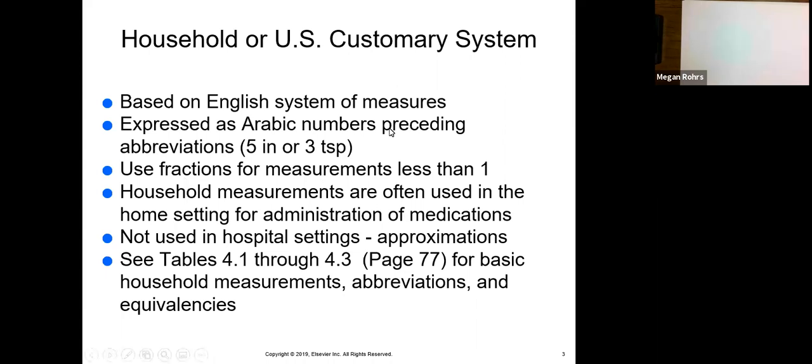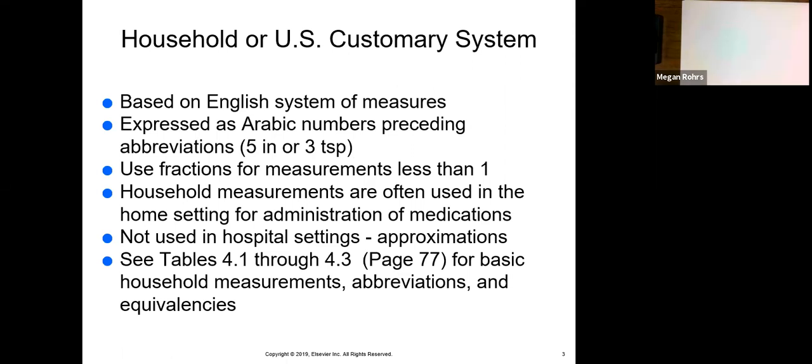Usually we don't see this system used in the hospital setting. However, you do still see some physicians writing medication orders for liquid medications using household units. So we're going to need to know how to quickly convert that into metric units. So usually we're going to be going from teaspoons and tablespoons or ounces into milliliters.